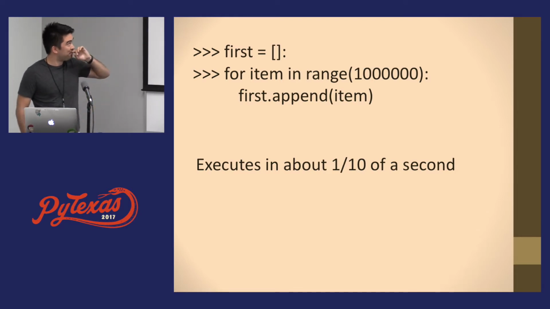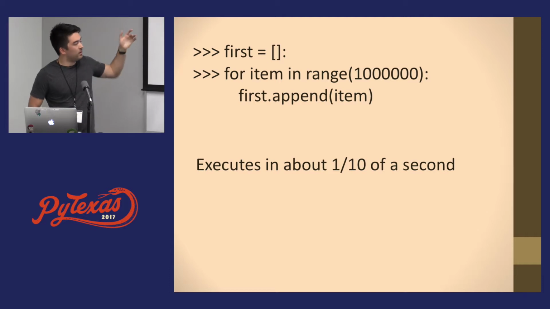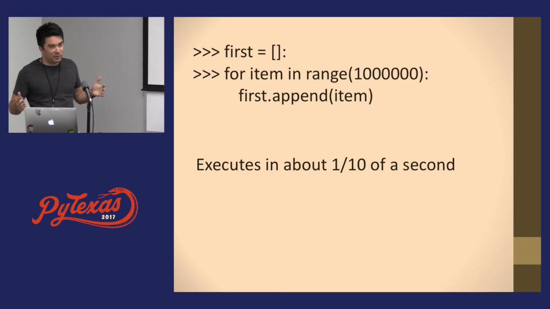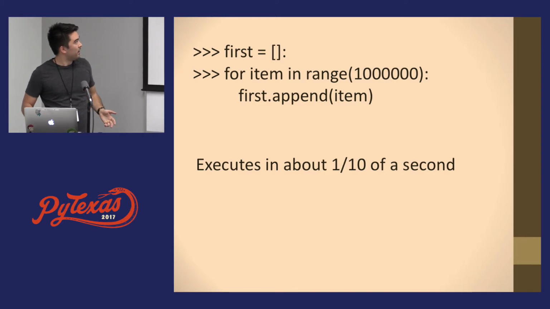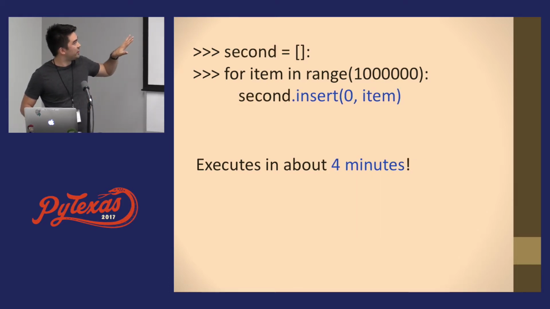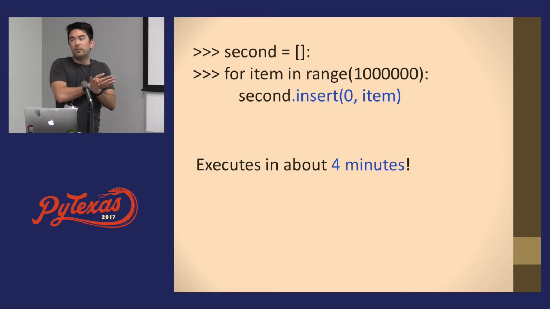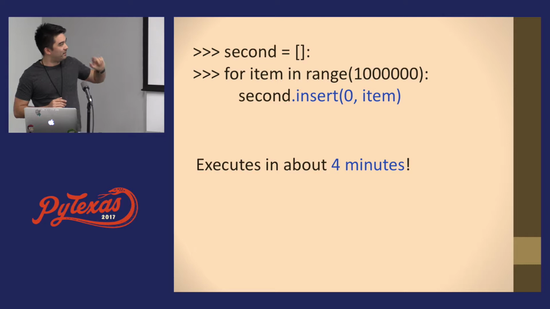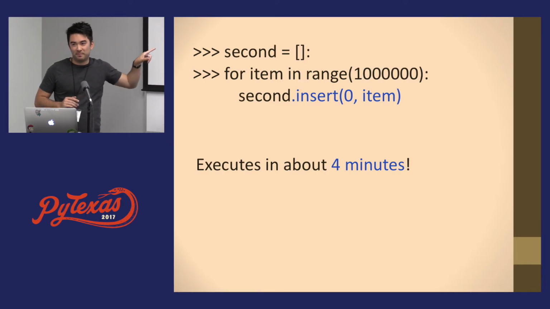So in this case, we're going to be building an array in kind of a silly way from 0 to just under 1 million. So even though we're doing it in a silly way, it executes in about 1/10 of a second. This is sort of the time frame that you'd want for a program. It turns out if you switch gears and insert from the other direction, so not appending but inserting at the beginning, what you get is about 4-minute execution time.